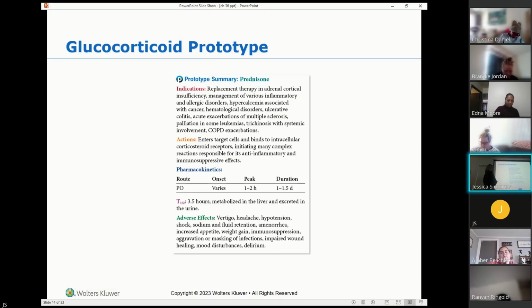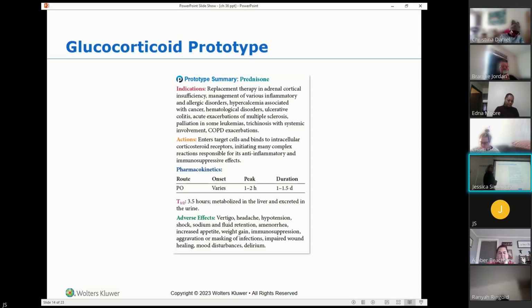So the adverse effects include vertigo, headache, hypotension, shock, sodium and fluid retention, amenorrhea. What is amenorrhea? The absence of a period. So none at all. It's just gone. Increased appetite, weight gain, immunosuppression, aggravation of or masking of infections.